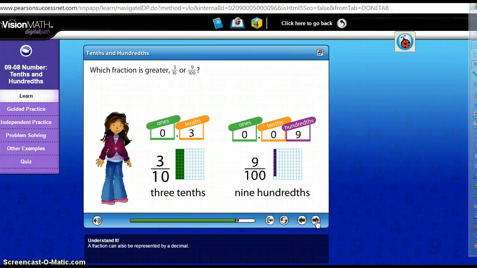Which fraction is greater, 3/10 or 9/100? Which one is greater, Macy? Shh, guys, it's time to settle down. Macy, which one is greater, 3/10 or 9/100?